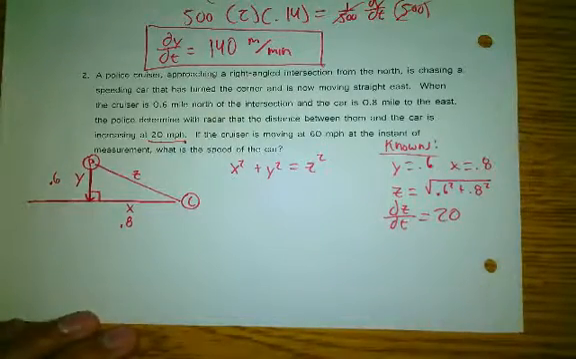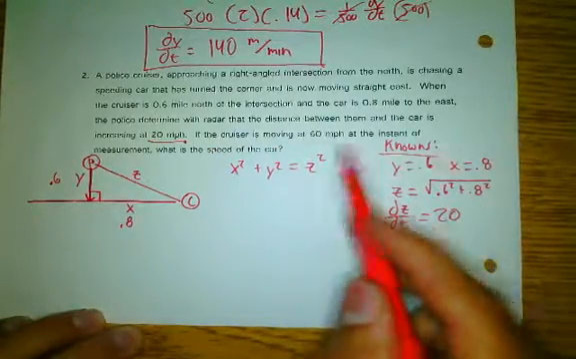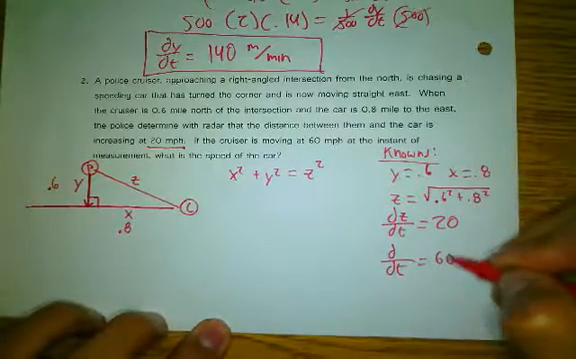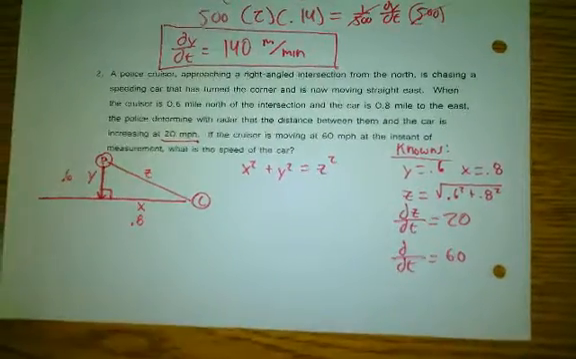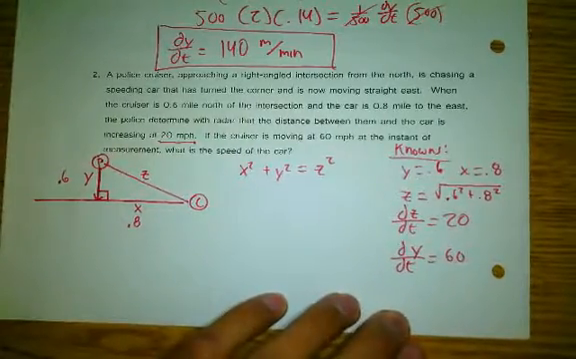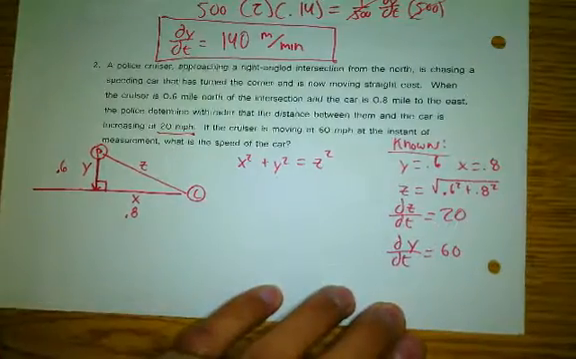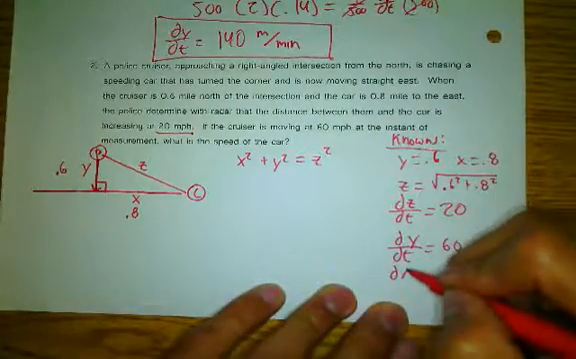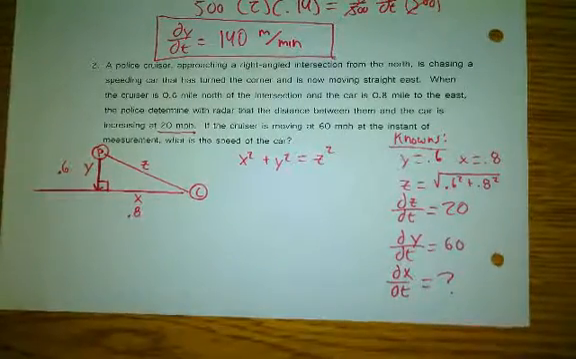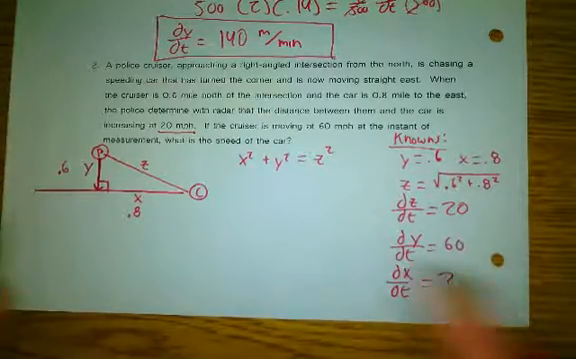If the cruiser is moving at 60 miles per hour, so this is going to be d something over d time is 60. What would that be? dy/dt. Which leaves us with one last thing. What is the speed of the car? That means I'm looking for what? dx/dt is unknown. If you have your picture, you have your knowns and your unknown, then the problem just becomes relatively simple. You just have to stay organized.